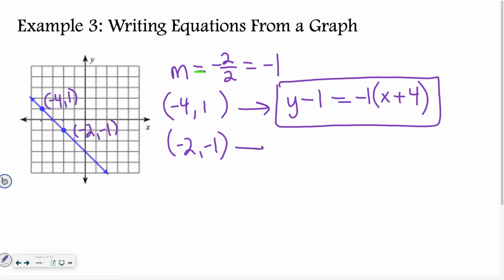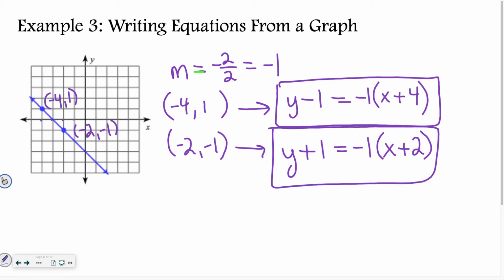A second possible answer, I could say y minus a negative 1 becomes y plus 1 equals negative 1, and x minus a negative 2 becomes x plus 2. This is the second possible answer that you could use given the 2 points that you were given. Okay, so both of those are correct. Both of those would give you the graph of the same line.